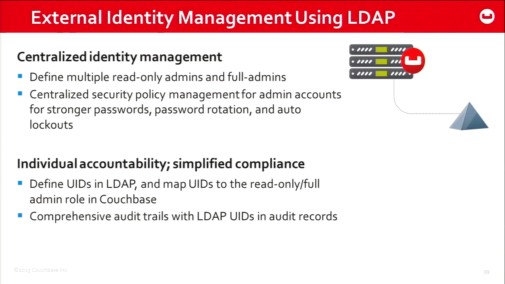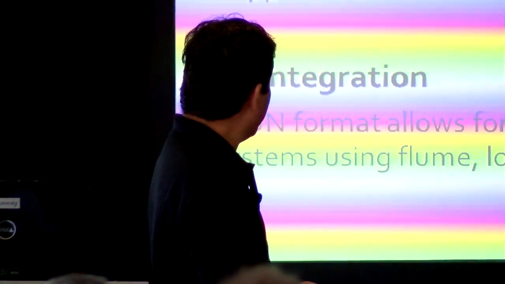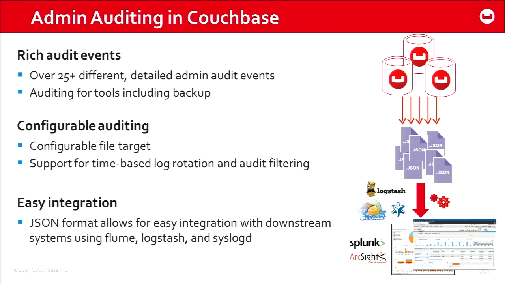The first one is LDAP integration. So with 4.0, you can manage all your user identity centrally using LDAP. And then we'll allow you to map the LDAP user into the admin roles within Couchbase. So now you can audit the operation by individual LDAP users within Couchbase for security compliance reasons. And we're auditing more than 25 admin operations.